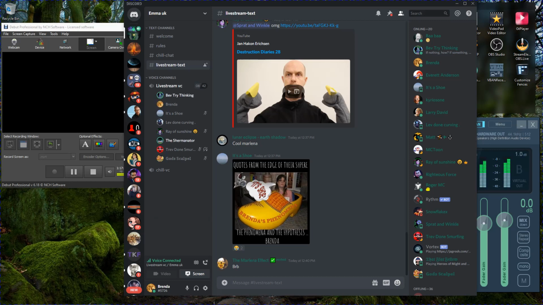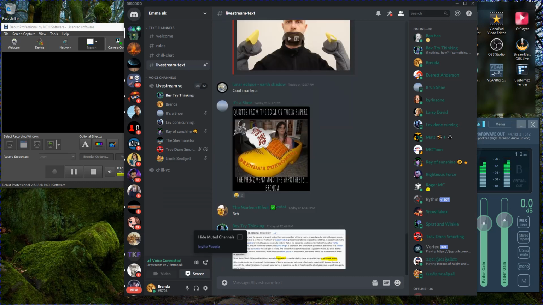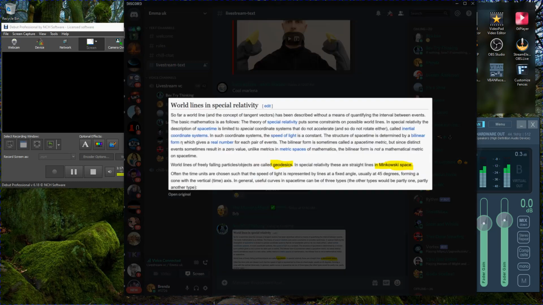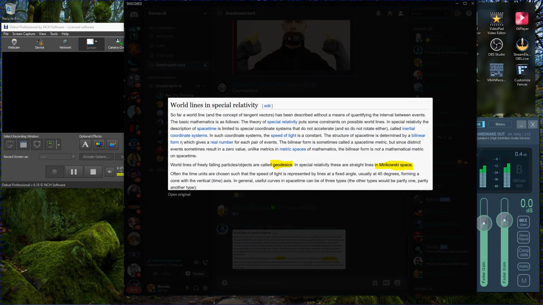We are talking world lines in special relativity, right? Yeah. It's a description, right? Do you understand what a description is? Here you go. I've marked out a few bits there so everyone can see. It says world lines of freely falling particles and objects are called geodesics in special relativity. These are straight lines in Minkowski space.